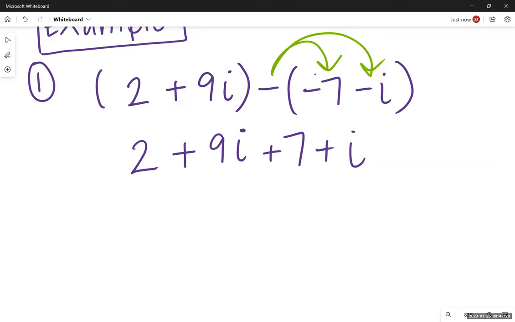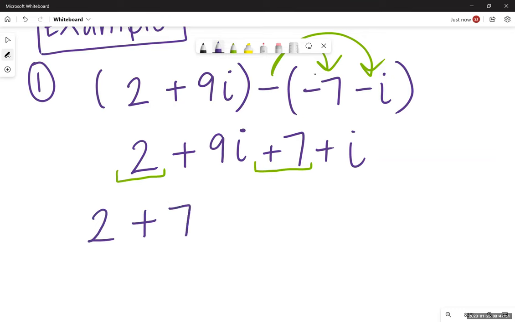Now I've done that distribution, and now I can just look through. If you have an i, those can be combined together. If you don't have an i, those can be combined together, okay? But you can't mix things up if they're not alike. So we could do something like this. Let me rewrite things. I notice I see a positive 2 and a positive 7. So I know they don't have the i.